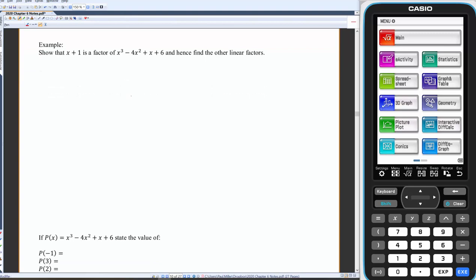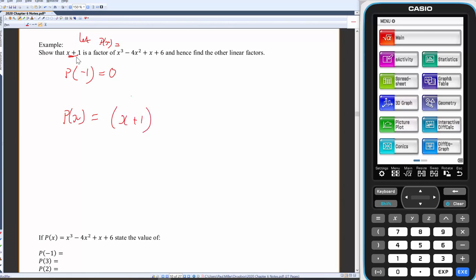But today I want to rework some of those examples from yesterday via the equating coefficients method. For this one here, we showed that x plus 1 was a factor by doing p of -1, where we let that function equal p of x. Recall that when we did that, it equaled 0, so that means this was a linear factor. So now we can attempt the equating coefficients method.